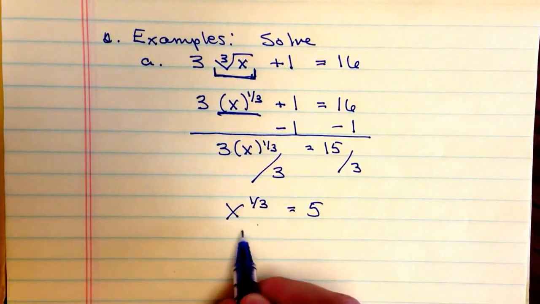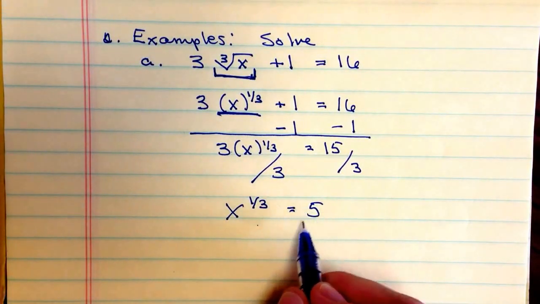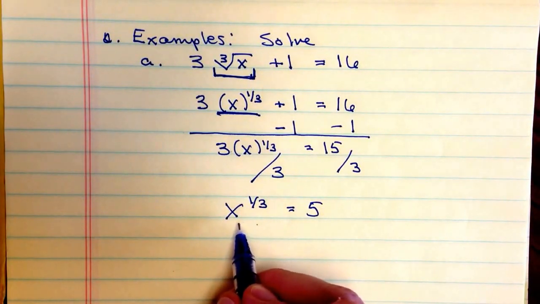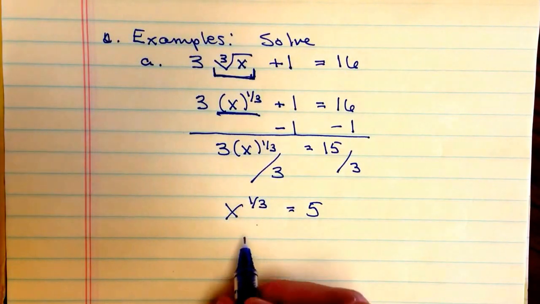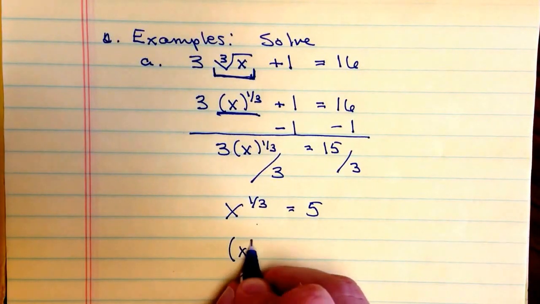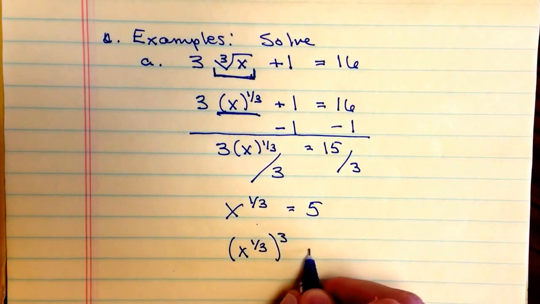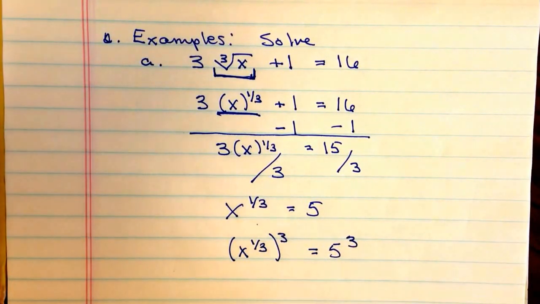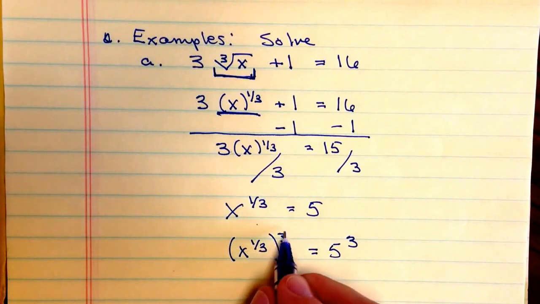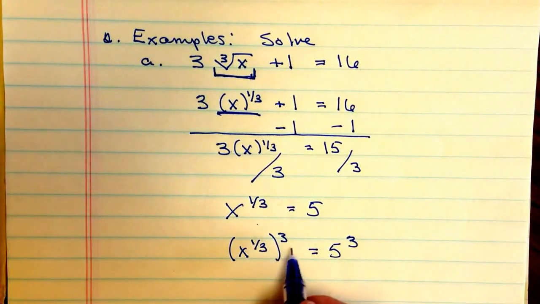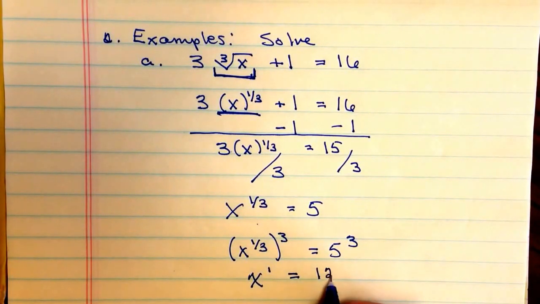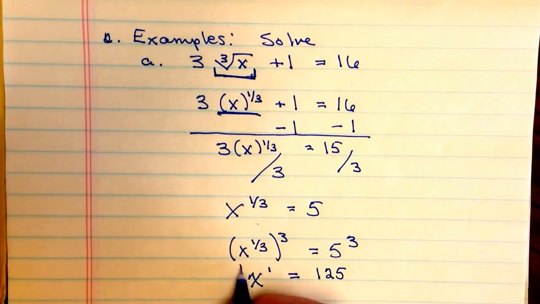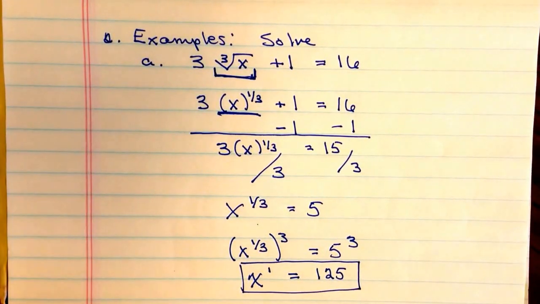Alright, well, this is what we wanted. So now I have something to a power equals some stuff. So now what we want to do is raise both sides to the power of 3. Does that make sense? So we get x to the 1/3 cubed equals 5 cubed. 1/3 times 3 is 1. We're using the power to a power rule, so we multiply the exponents, so we get x to the 1 equals, and then 5 cubed is 125. And that's our answer. There's nothing left to do here.